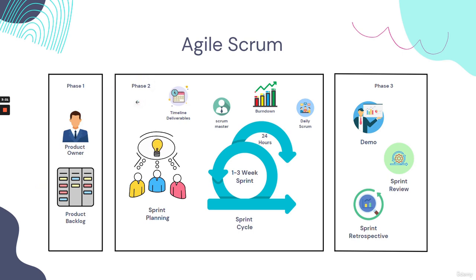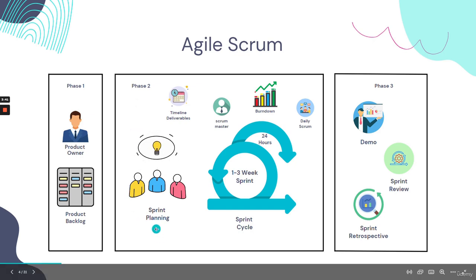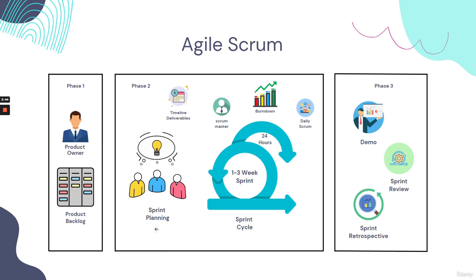In phase 2 of the process, we have different aspects of the Agile Scrum process, which are very critical to the success of the project, which include sprint planning. In sprint planning, all of the team members come together from the development team, the testing team, the project management team, and other important members of the team who work to complete this project. During this sprint planning meeting, the timeline and deliverables are identified.